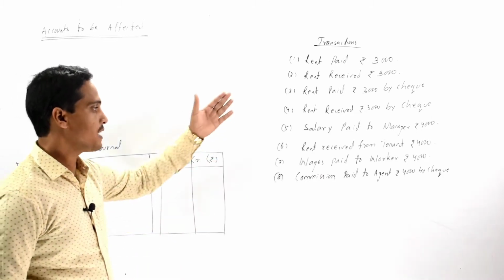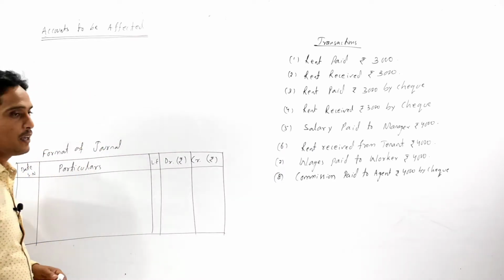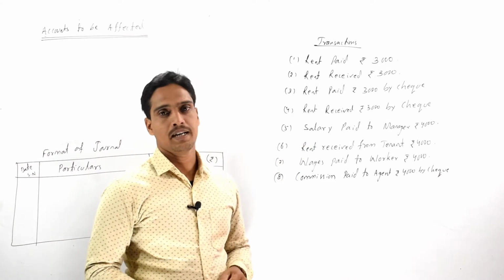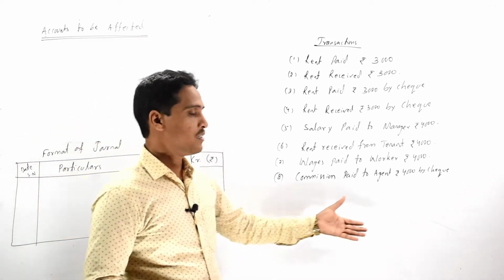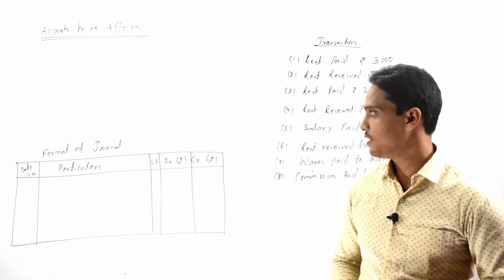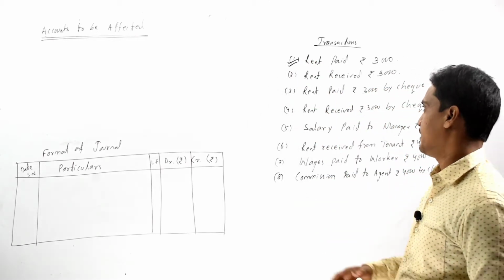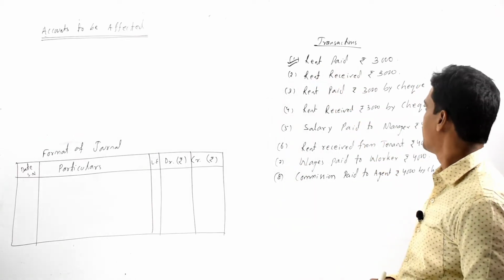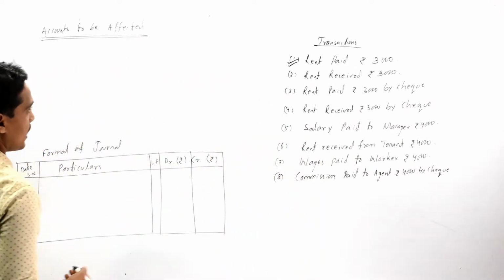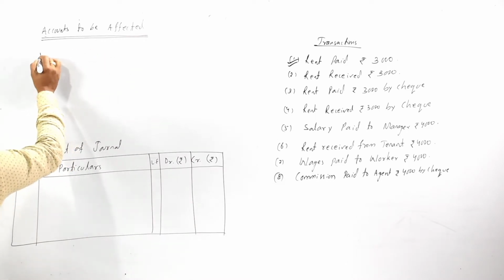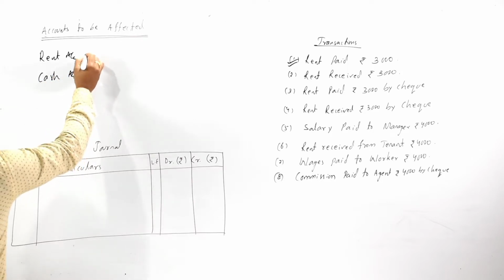So first of all, we should identify which accounts are going to be affected by the particular transaction, and then we should apply the rules of journal entries. So here we should consider one by one. In our first transaction, rent paid rupees 3000, the accounts that are going to be affected are rent account and cash account.